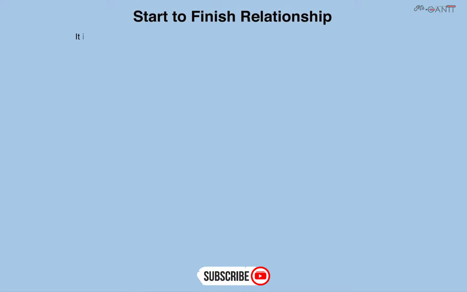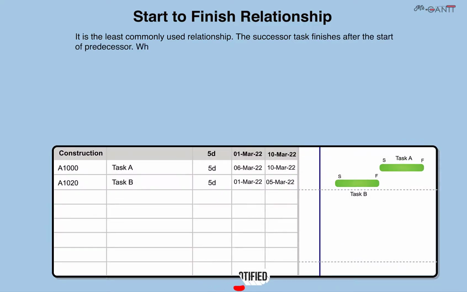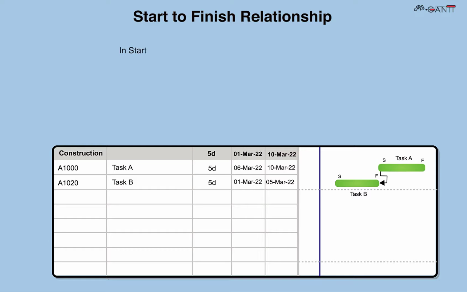Start to finish relationship. It is the least commonly used relationship. The successor task finishes after the start of the predecessor. When task A starts, then task B can finish. Example: we begin setting up prefabricated trusses after the trusses have been ordered. In start to finish relationship, task A is the driver of task B.